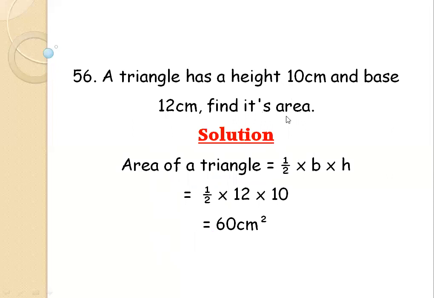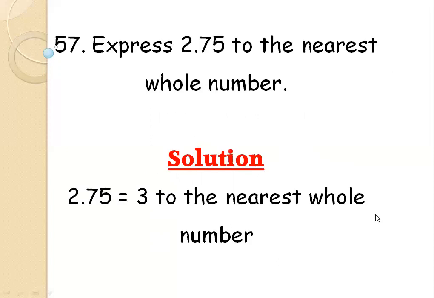Find its area. You must know the formula for area of a triangle, and that is 1 over 2 times base times height. So 1 over 2 times my base here is 12 centimeter and my height is 10 centimeter. So 1 over 2 times 12 times 10. 2 can go here 1, 2 can go here 6. 6 times 10 is 60 centimeter square. Remember, the unit for area should be in square. 60 centimeter square.